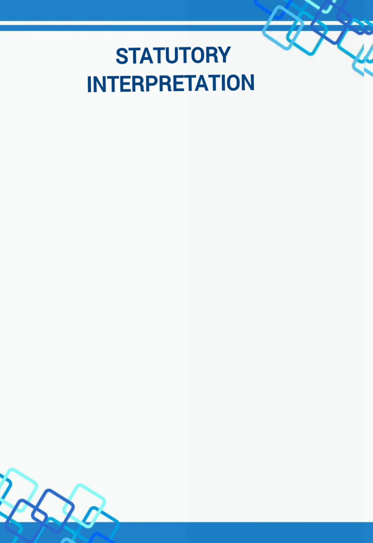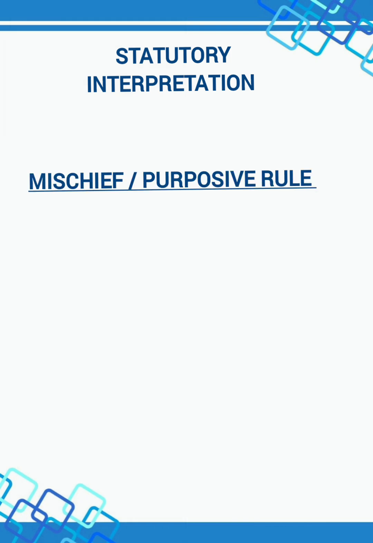So, in circumstances where courts fail to interpret a given provision of the law using the literal and golden rules of interpretation, then it is allowed in strictly limited circumstances to use the mischief or purposive rule. Then what is the mischief or purposive rule? The mischief or purposive rule is applied in situations where courts want to know the aim of passing a given statute.